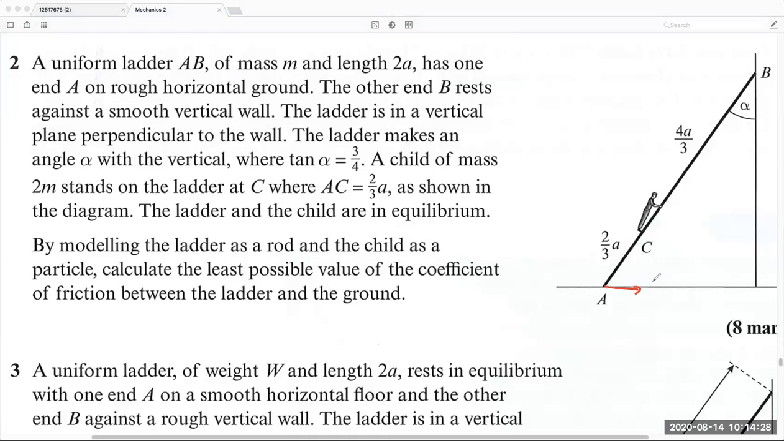Right now, here is a friction, and here is a normal reaction. Okay, so here is also a normal reaction. Also, you need to use a different symbol. The child has a mass 2m, okay? And then the weight of the rod is mg. So this is a free body diagram that you need to draw.